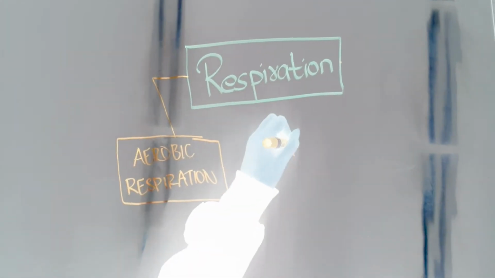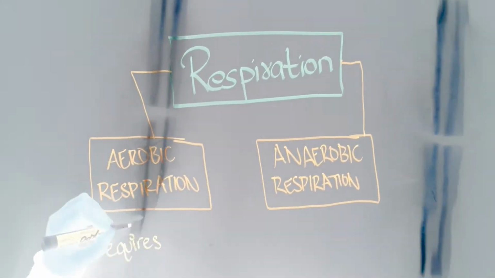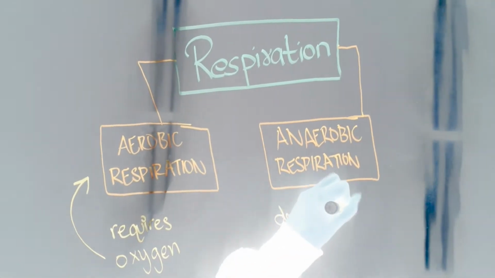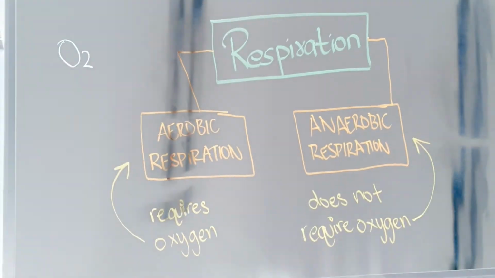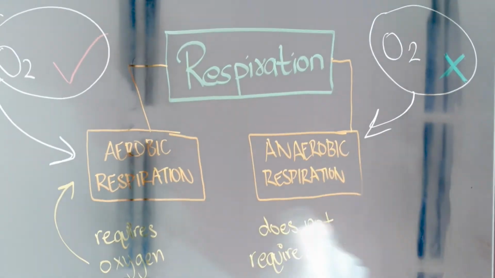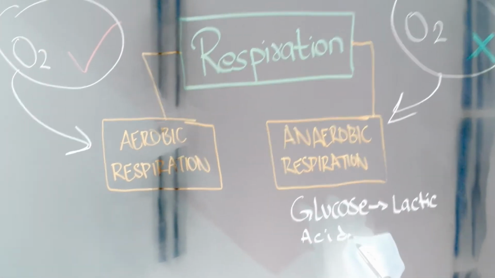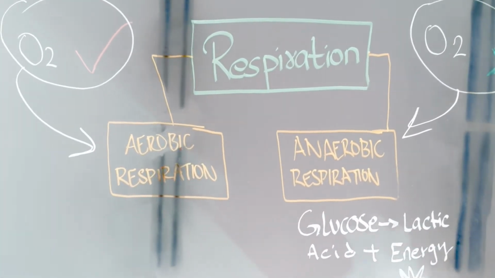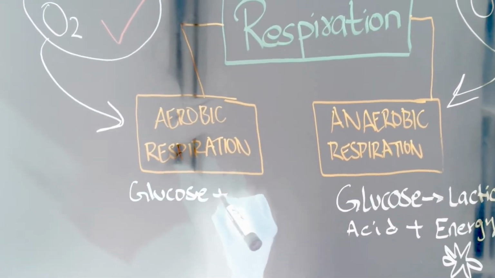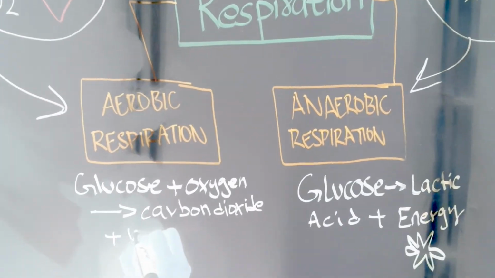Now there are two types of respiration, aerobic and anaerobic. Aerobic respiration is respiration involving oxygen, and anaerobic respiration is respiration when oxygen isn't available. Anaerobic respiration is basically the breakdown of glucose to form lactic acid and energy, and aerobic respiration involves the breakdown of glucose with the help of oxygen to create carbon dioxide, water, and energy.